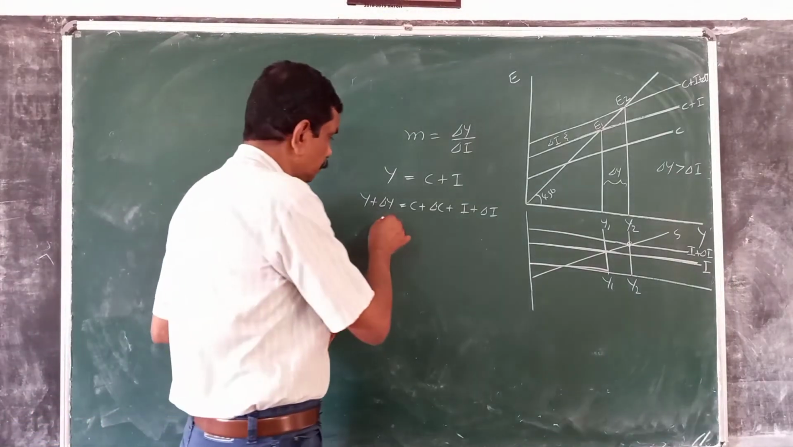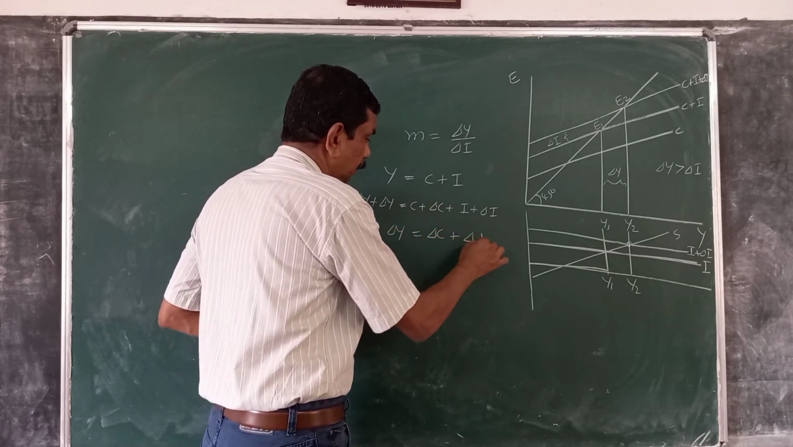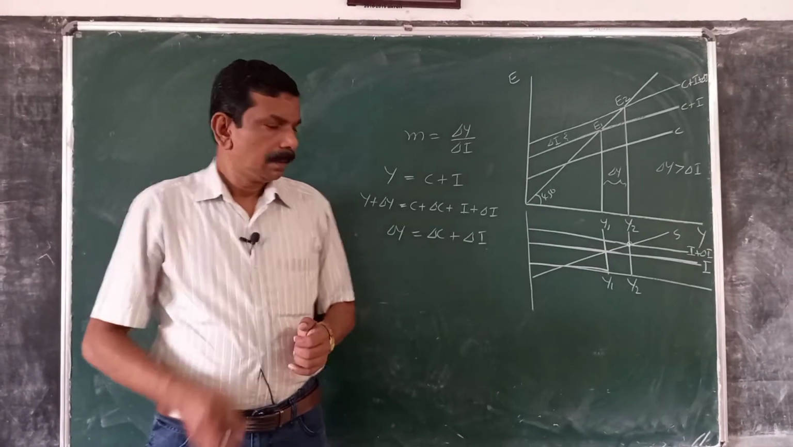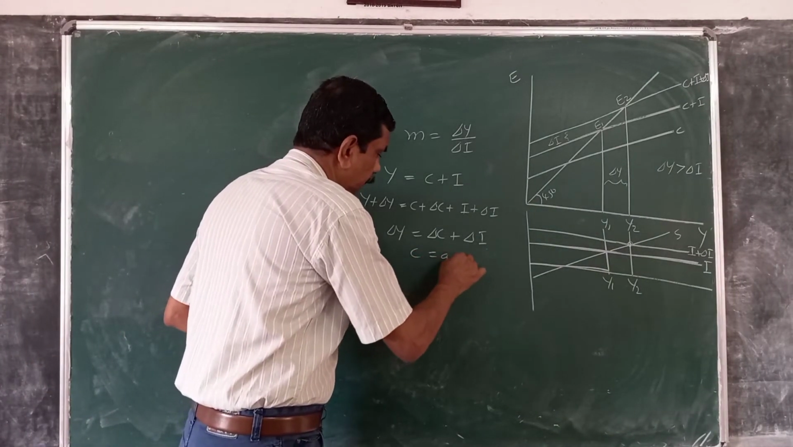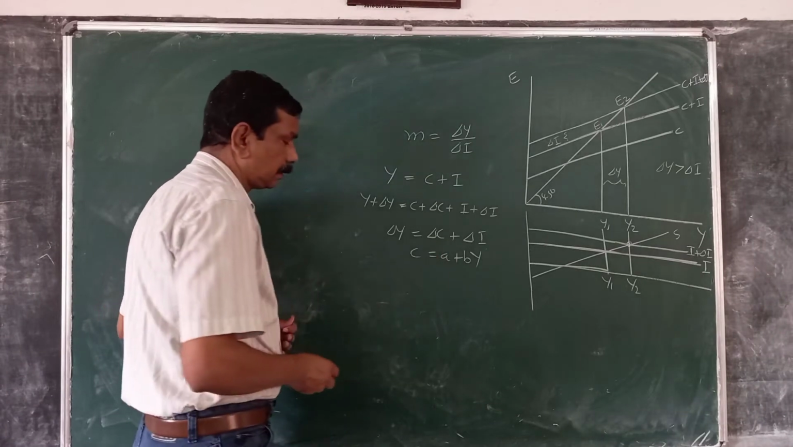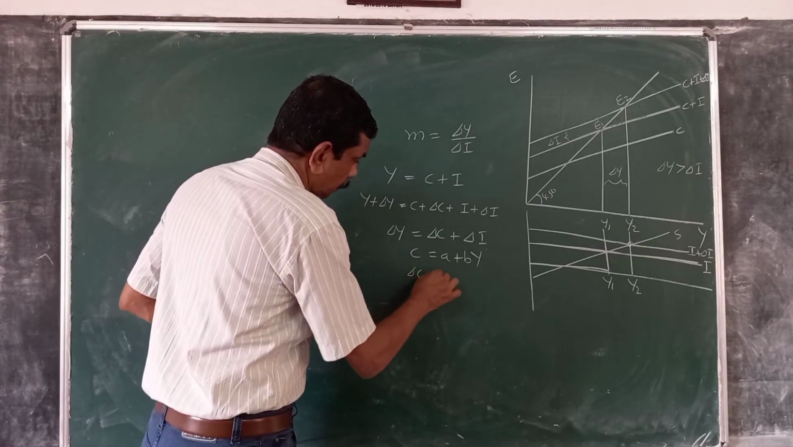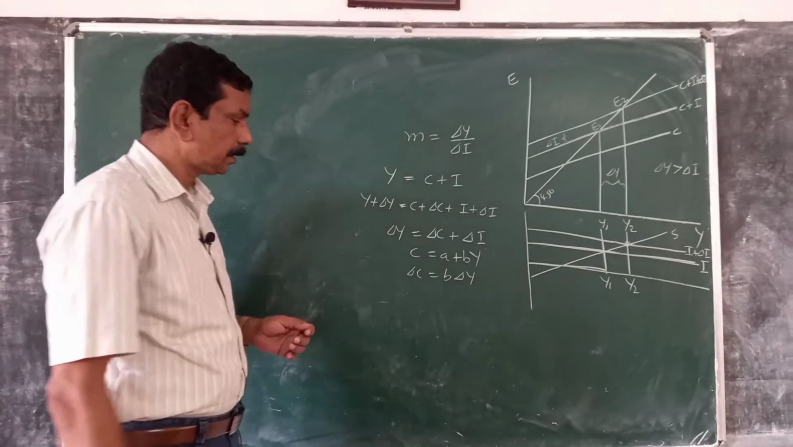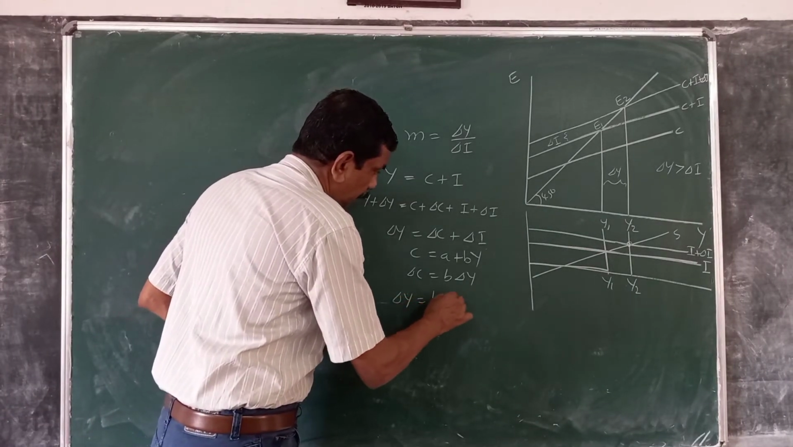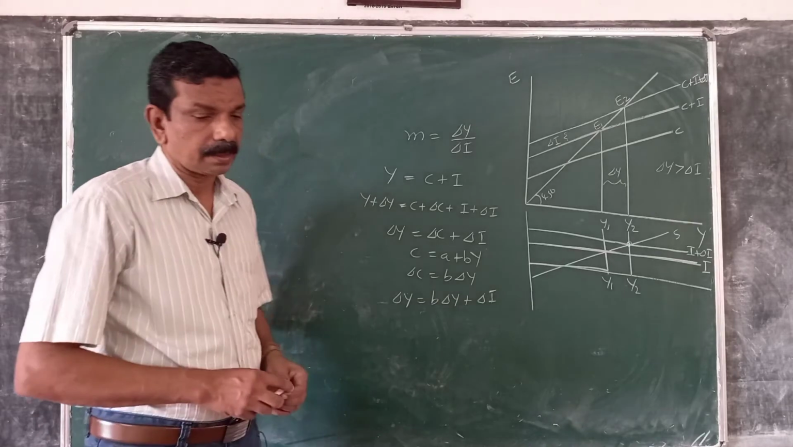Subtracting the first equation from the second, we can write delta Y as equal to delta C plus delta I. And given that C is equal to a plus bY, the linear consumption function, we can write delta C as equal to b into delta Y. So, delta Y is equal to b into delta Y plus delta I.